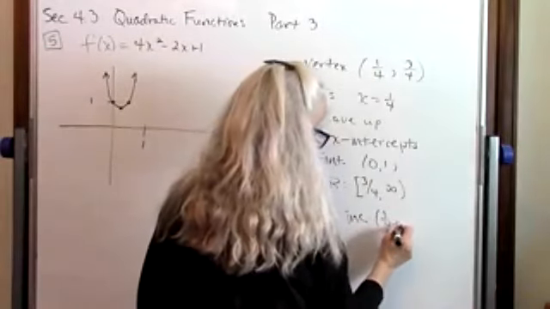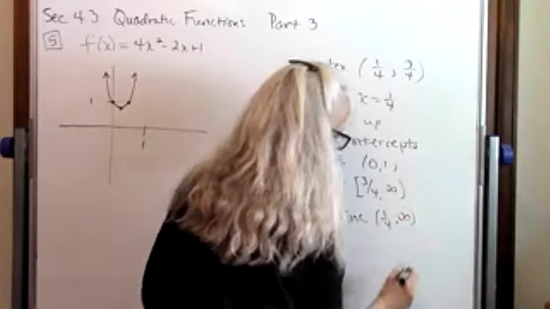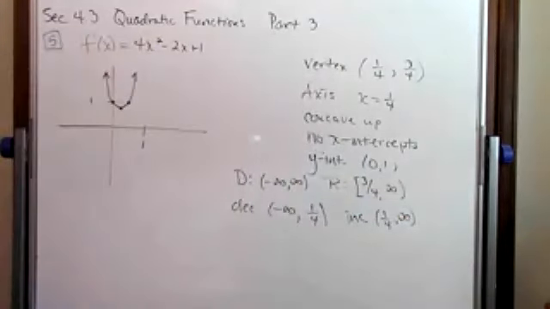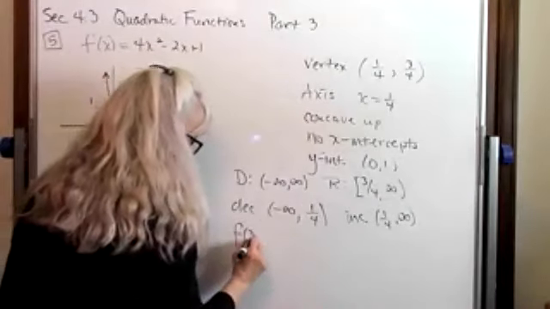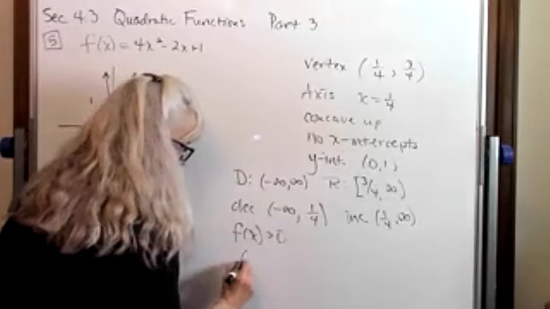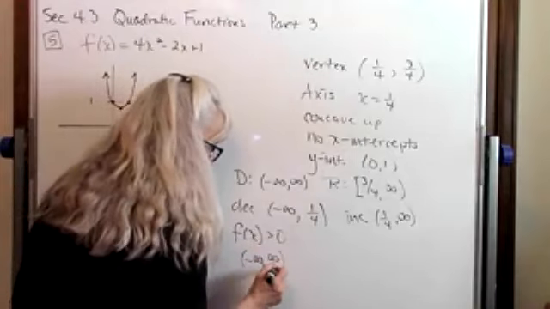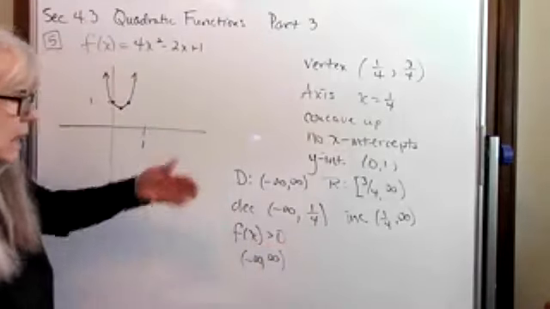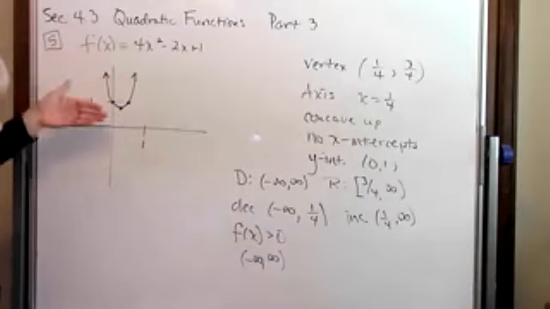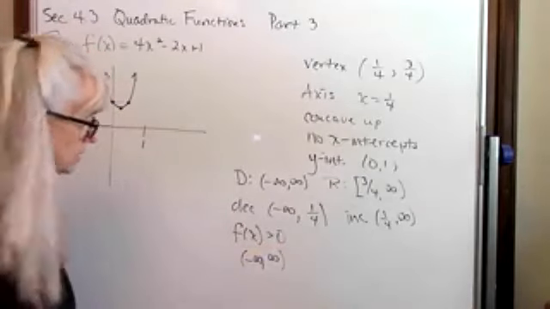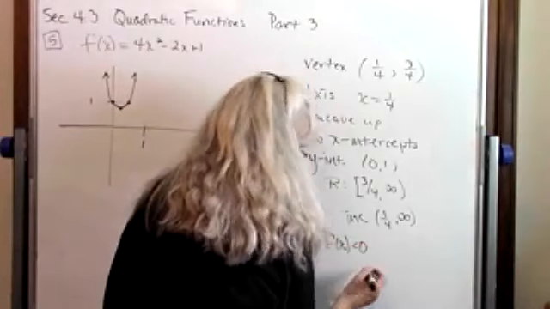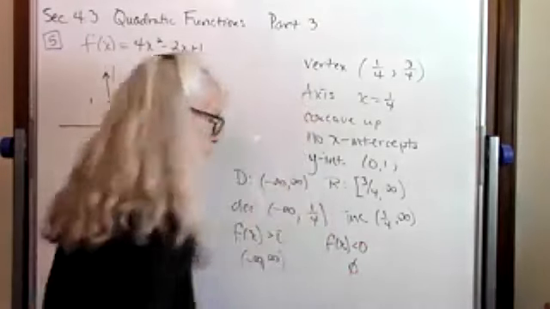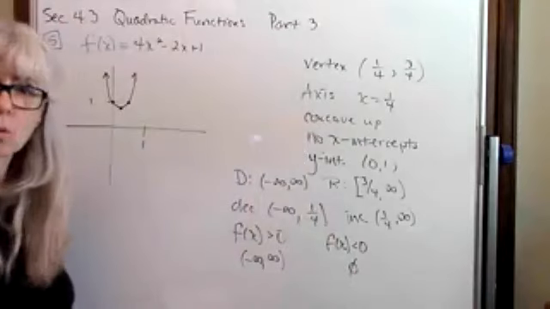So 1/4 to infinity. Yay! They also want to know when the function is either greater than 0 or less than 0. So f of x greater than 0, well, that would be everywhere. Again, this is asking me where is it above the x-axis? This graph is above the x-axis everywhere, so from negative infinity to infinity. And f of x less than 0 is nowhere. So we'll say no solution. So it doesn't exist.